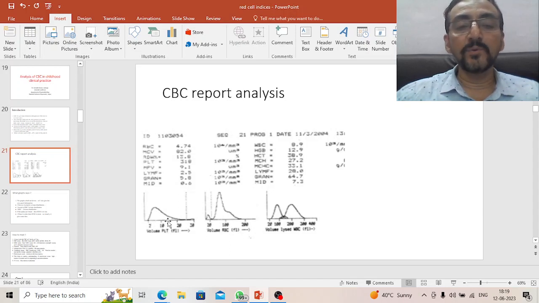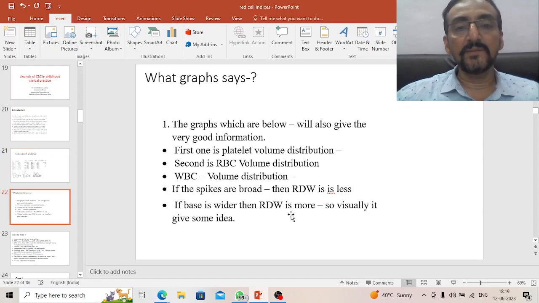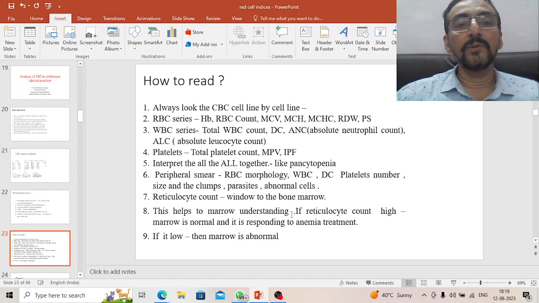If the base is wider like this, the base is more wider here, but if you see here, the spike is more wider. If the base is wider, it suggests that RDW is more. If the spike is more wider, then it suggests that RDW, red cell distribution width, is less. Anyway, we will further look into that, then the things will be clear.